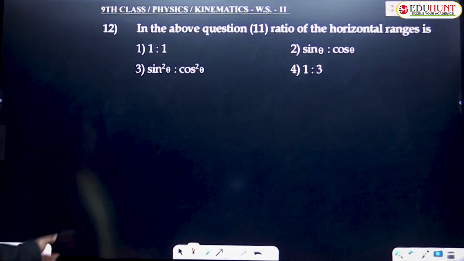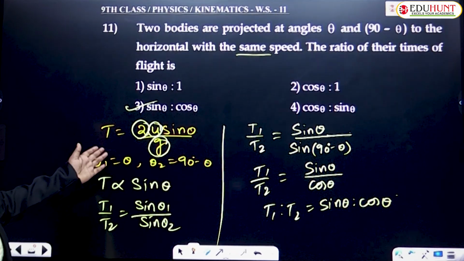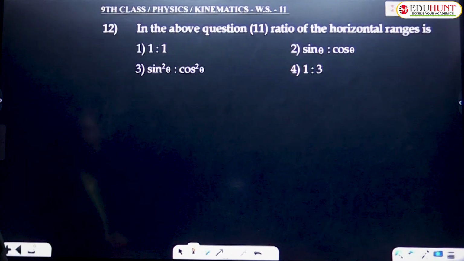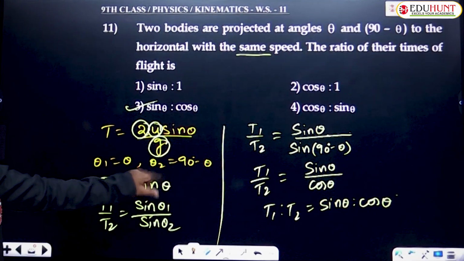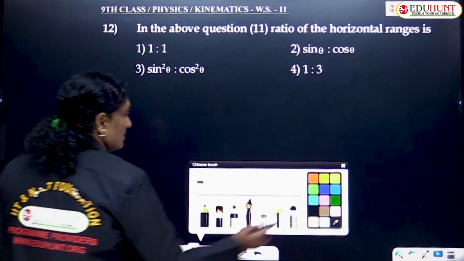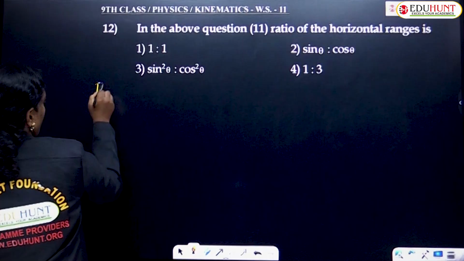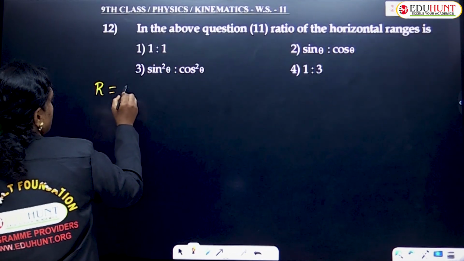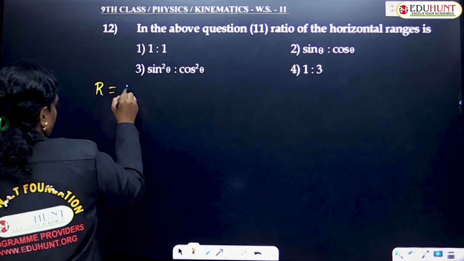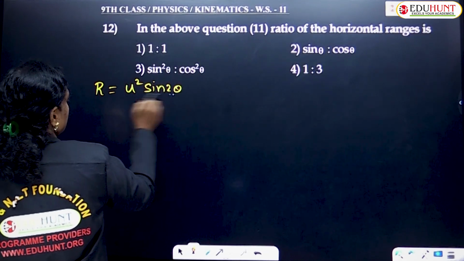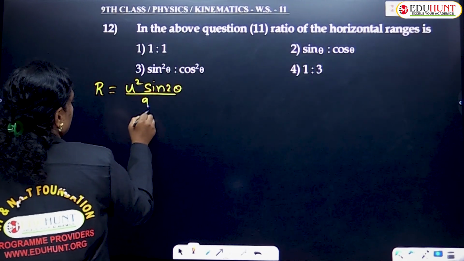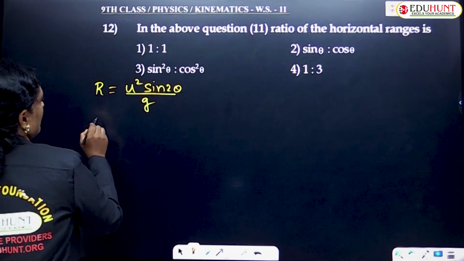In the above question, that means in the same question, the ratio of horizontal ranges. Now you are asked to find out the ranges. Time of flight we have considered earlier. Children, what is the formula for range? Range is equal to u square sine 2 theta by g.